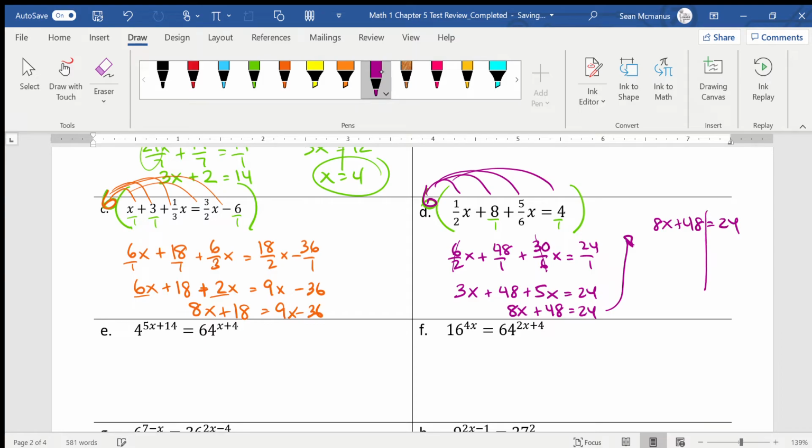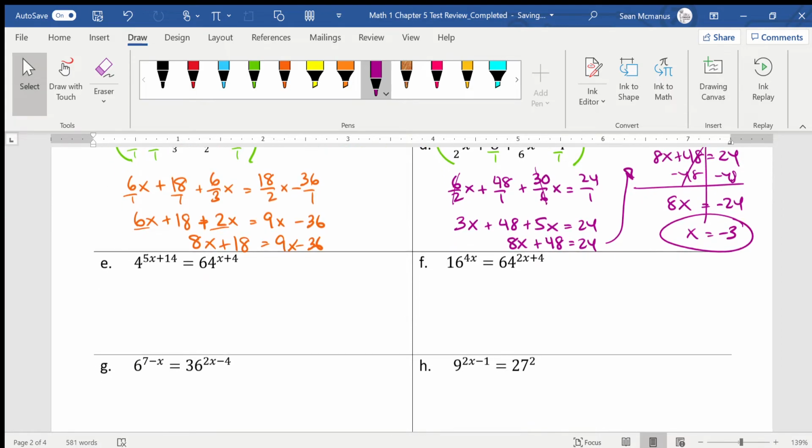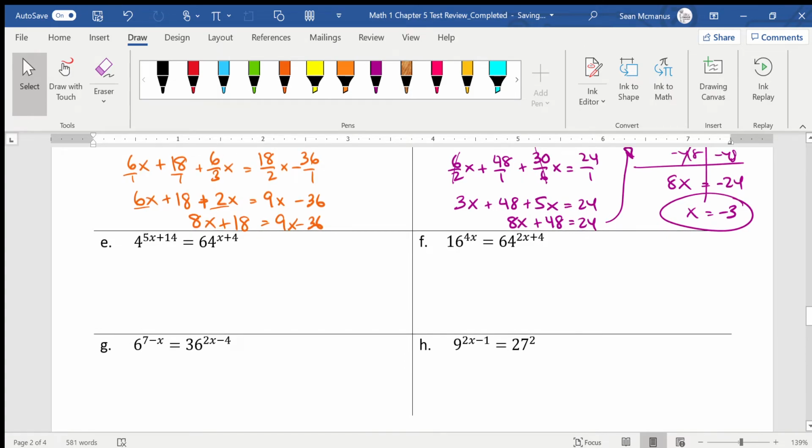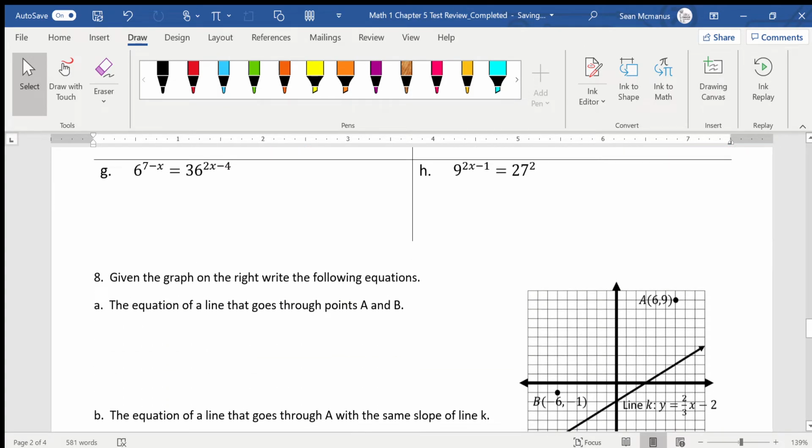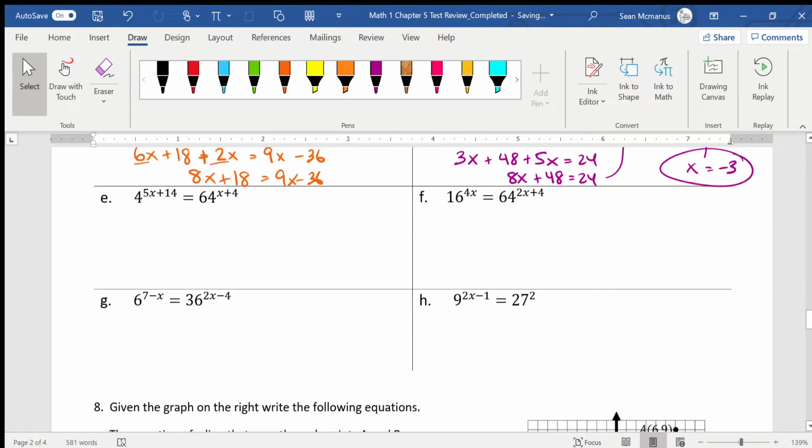If I subtract 48 from both sides, 8x is negative 24, x is negative 3. So we'll work that one all the way to the end. All right, so here's 4 problems.